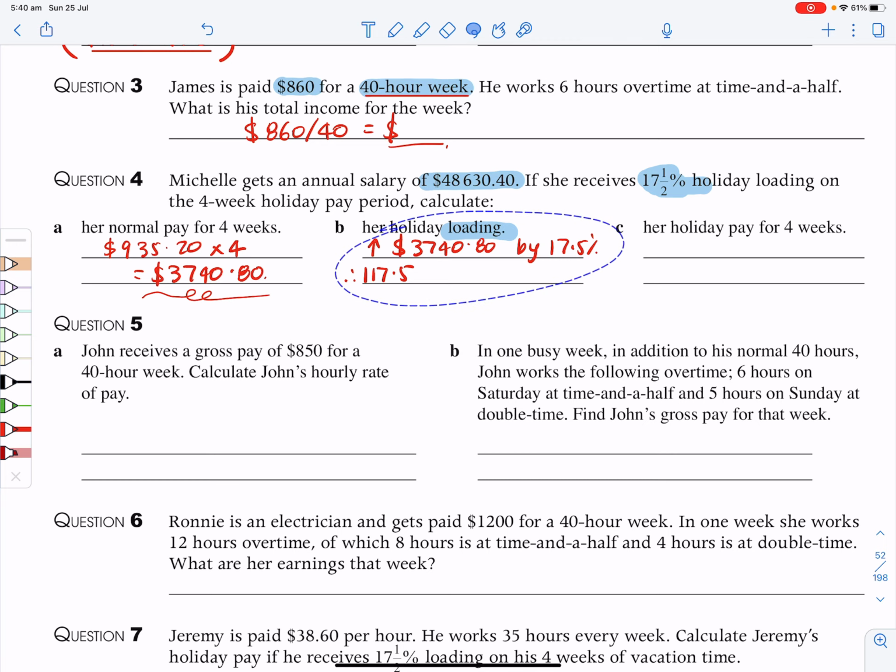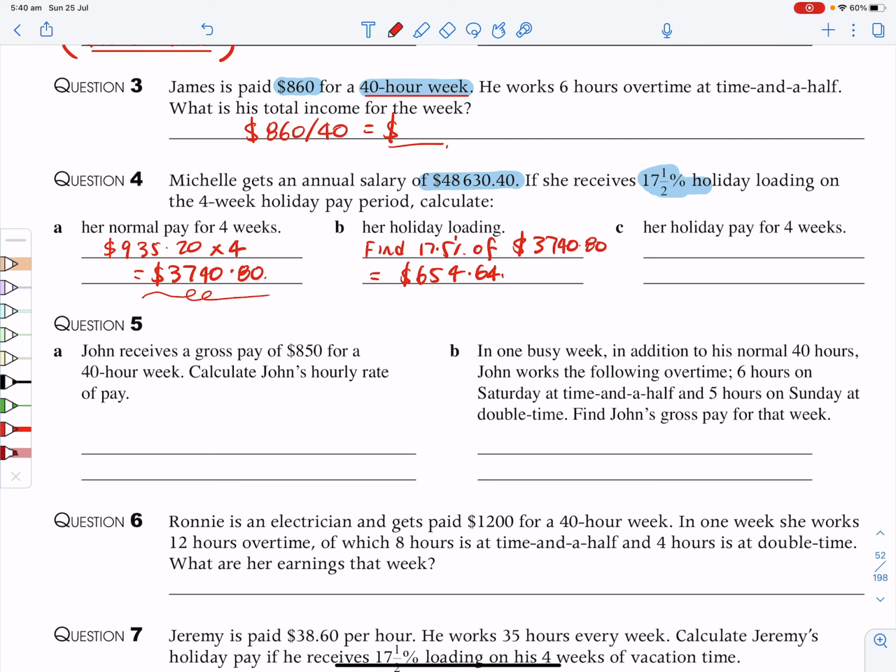See, they've broken this question up. The holiday loading, just find 17.5% of the 4 weeks pay. They've broken this question up to be easier. So 17.5 divided by 100 times 3,740.80. So in other words, your loading, you're going to get paid an extra $654.64. That's what the loading means.